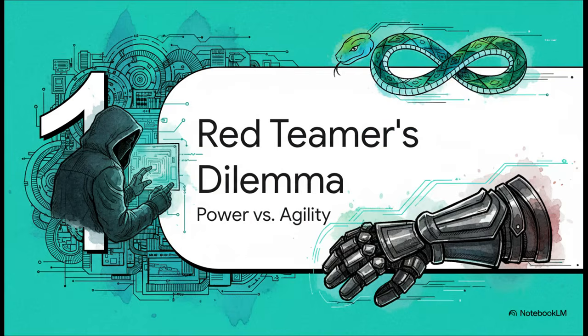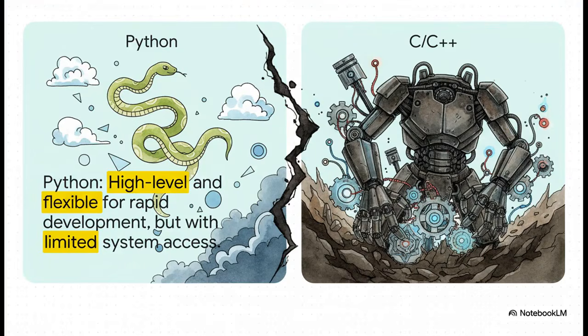So to really appreciate why a tool like BlackSerpentine even exists, we first have to understand this fundamental challenge that red teamers and malware developers face all the time. It's this constant tug-of-war between power and agility. And it really boils down to this choice of weapon. On one side, you've got Python. It's fantastic for rapid development, for networking, for just being incredibly flexible. But it's a high-level language. It's kind of sandboxed away from the real nitty-gritty of the operating system.